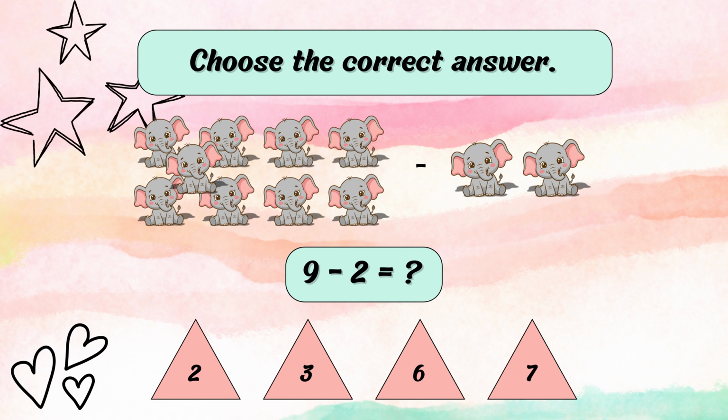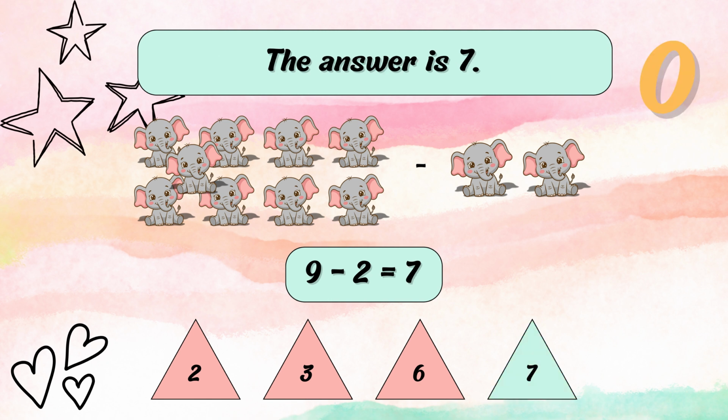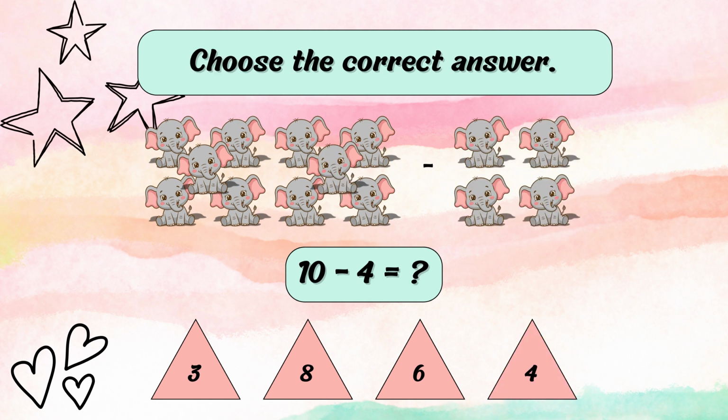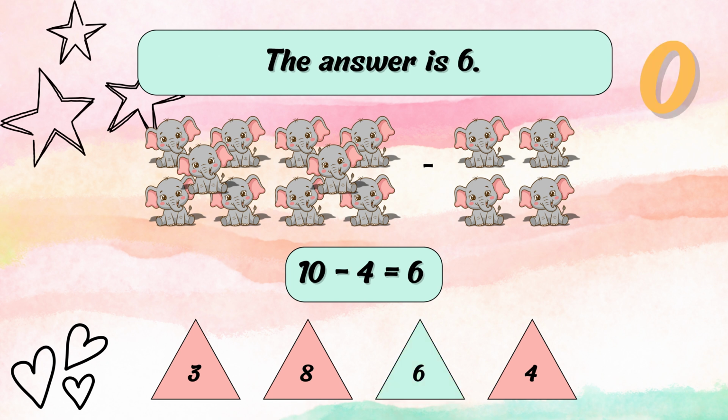Choose the correct answer. 9 minus 2 equals? The answer is 7. 9 minus 2 equals 7. Choose the correct answer. 10 minus 4 equals? The answer is 6. 10 minus 4 equals 6.